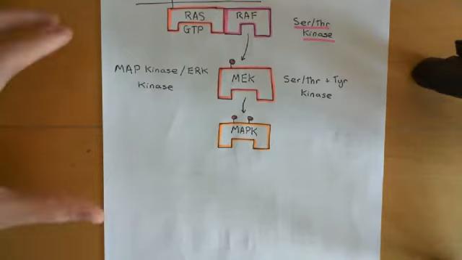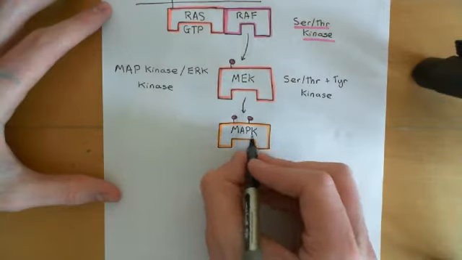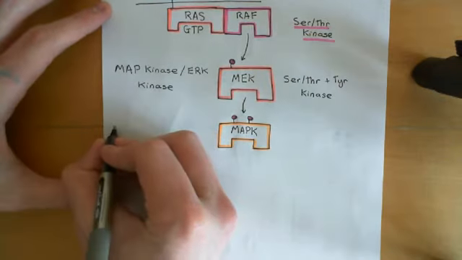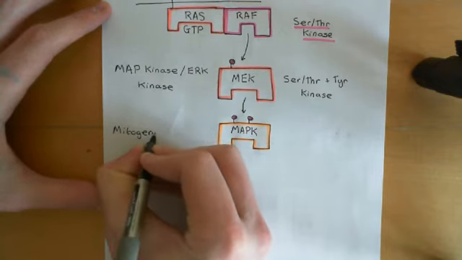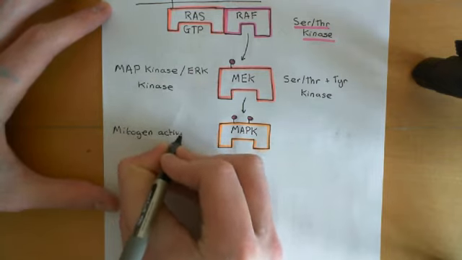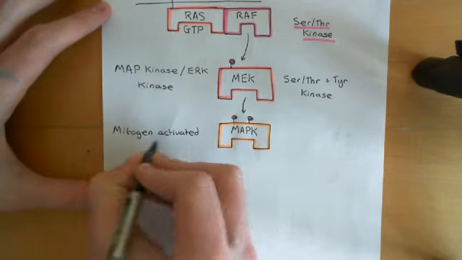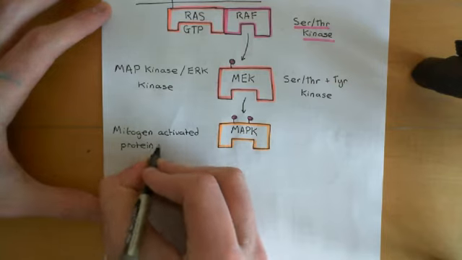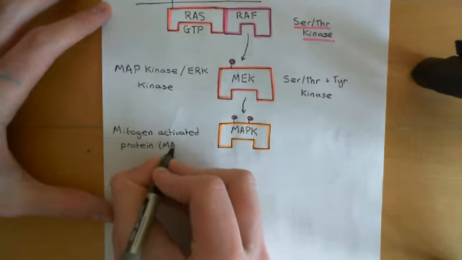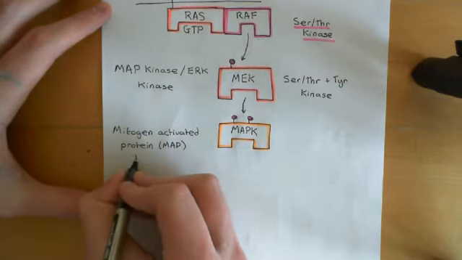Okay, right. So, what does MAP kinase actually stand for? What does the MAP stand for? Well, it stands for mitogen activated protein kinase. So the MAP stands for mitogen activated protein, and then the K is just for kinase.